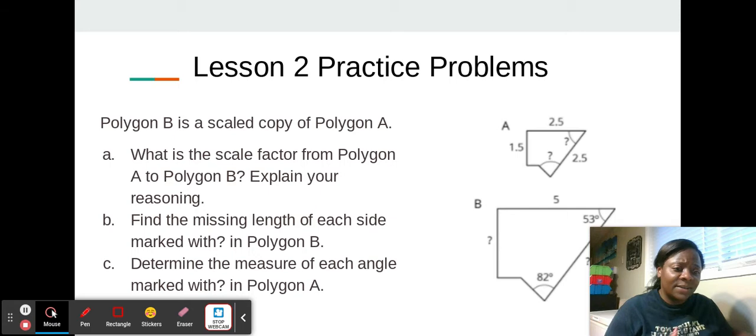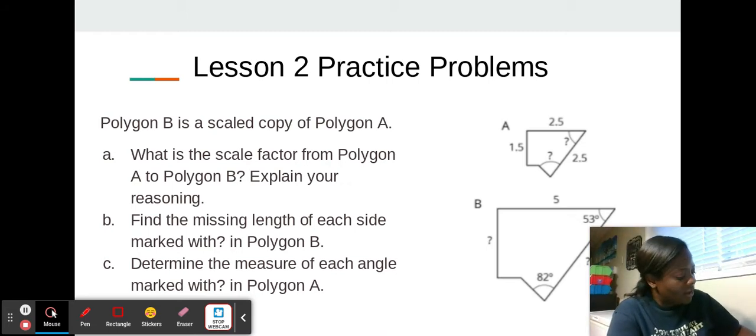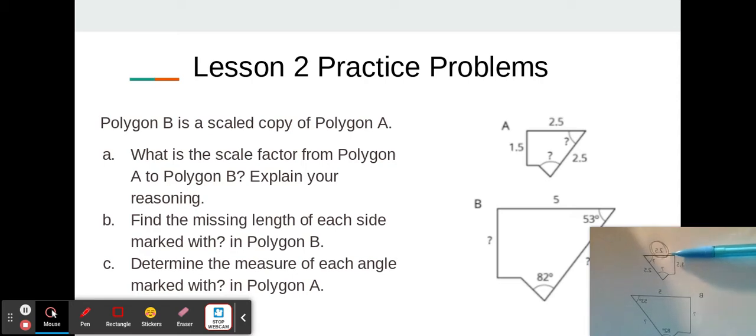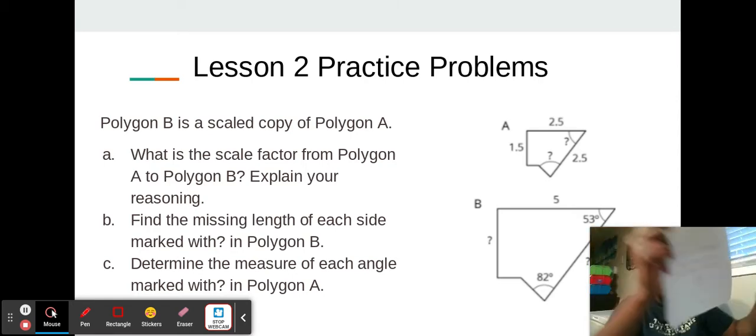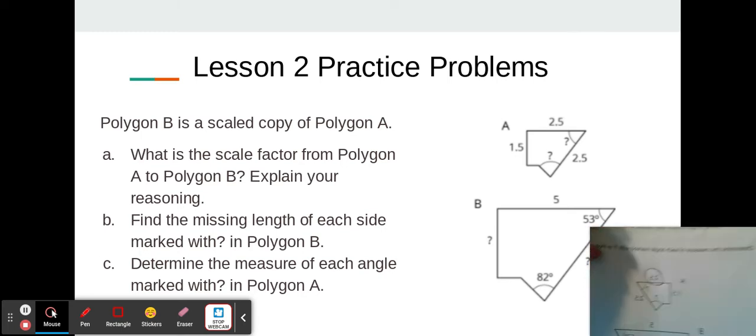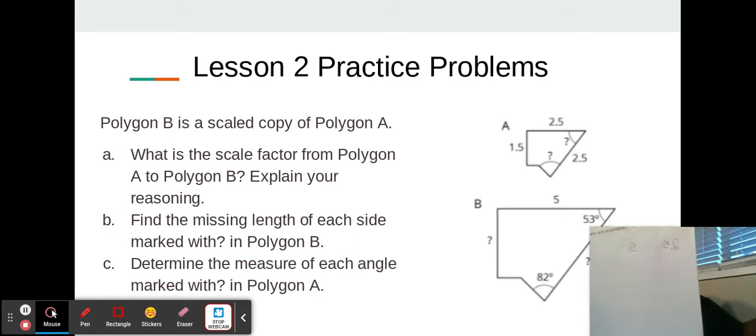Well, first I need to line it up to make sure I'm matching the right corresponding sides to each other. In this A, they gave us 2.5. What side in B corresponds with the 2.5, the top of A? Well, right here. So the 5. Okay. So in A, I got 2.5, and in B, I got 5. 2.5 times what will give me 5?